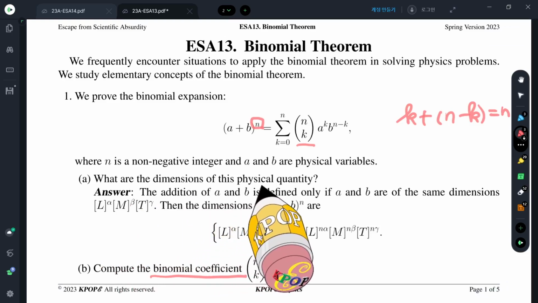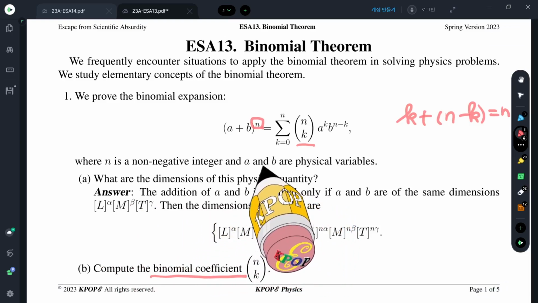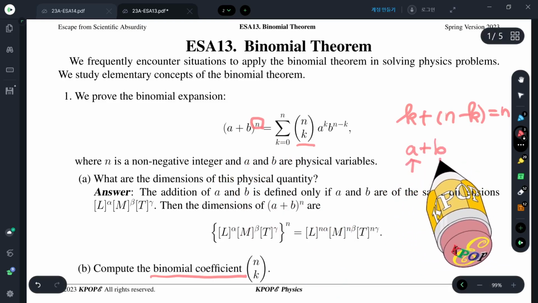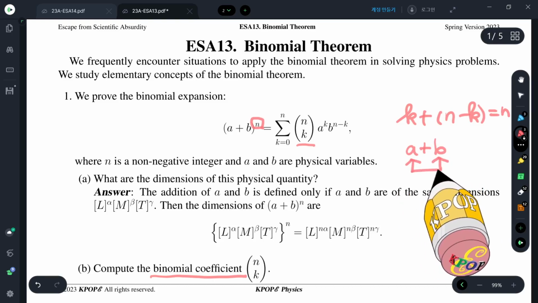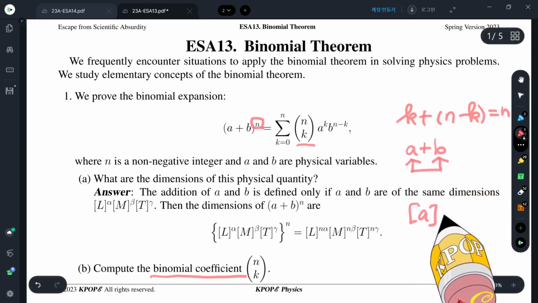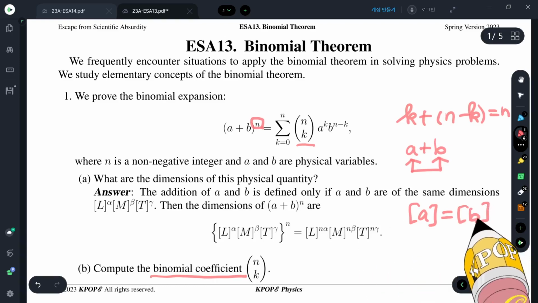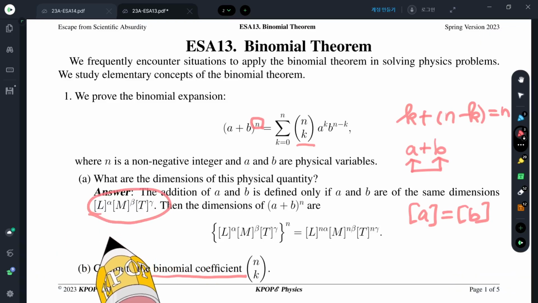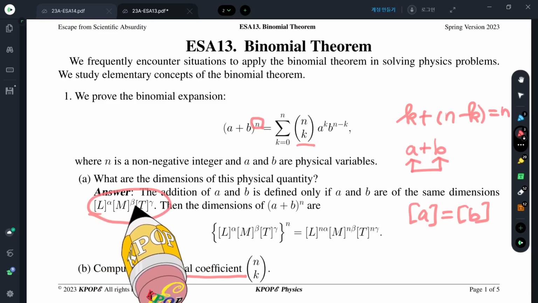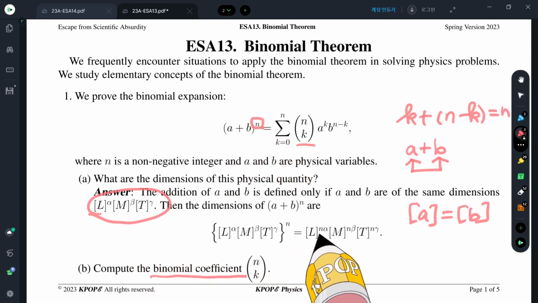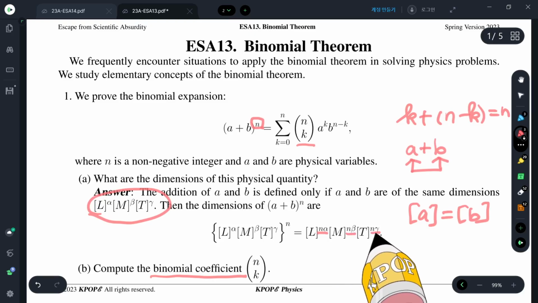What are the dimensions of this physical quantity? First of all, two quantities are added, so the dimensions of A and the dimensions of B must be the same. And so they are expressed in terms of some single expression. Suppose that it is dimensions of length to the alpha, mass to the beta, and time to the gamma. Because it is the nth power, the dimension is fixed like this.